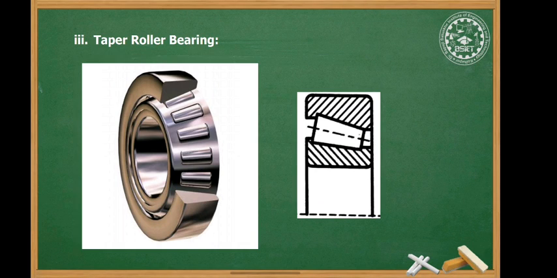Taper roller bearing. The tapered roller bearing is designed so that all elements in the roller surface and the raceways intersect at a common point on the bearing axis. They can carry both radial as well as axial loads. Applications: they are used in gear shafts, automobile wheels and transmissions, and rolling wheels.